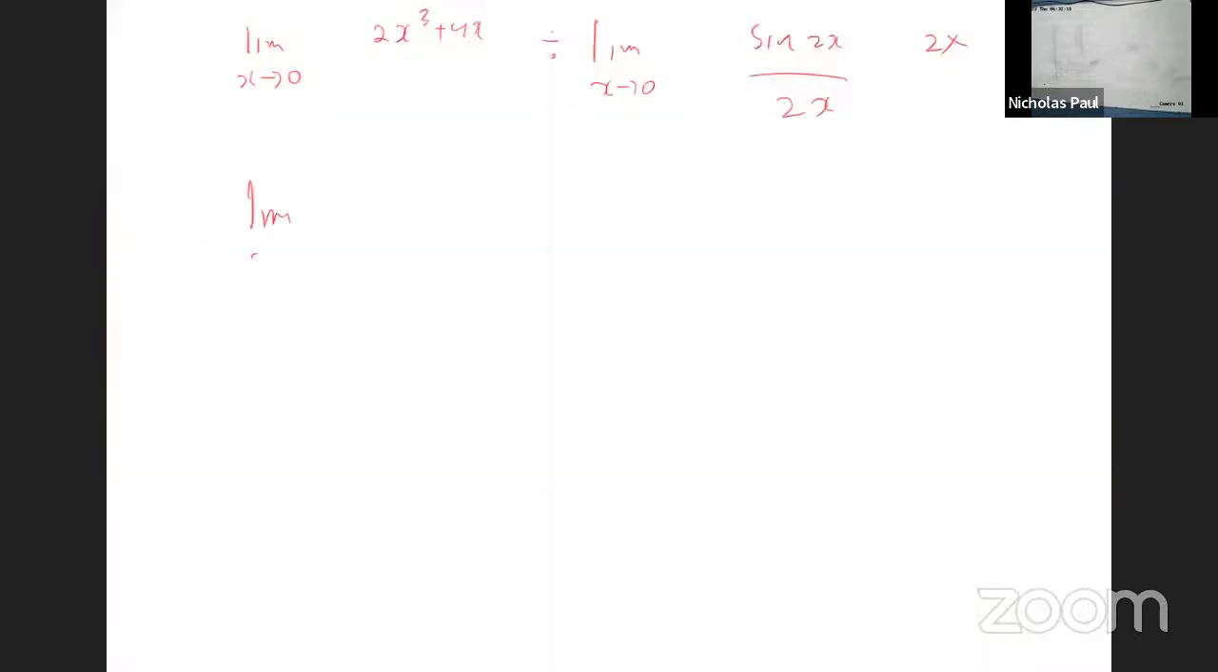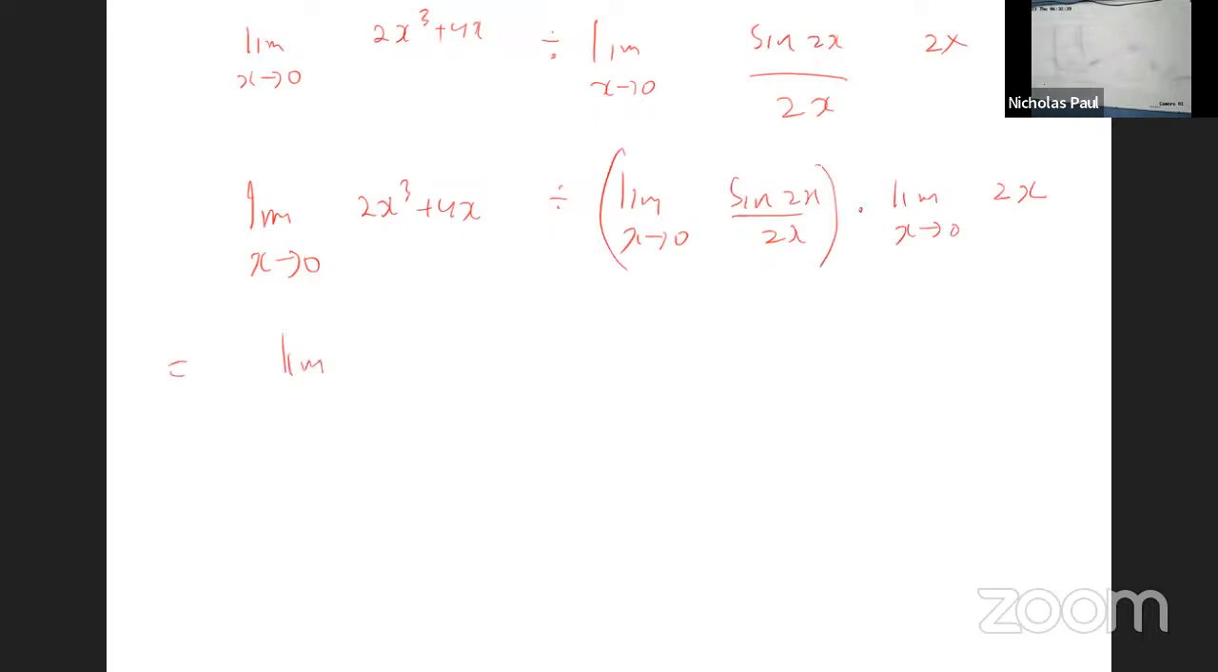That will leave me with the limit as x approaches 0 of 2x cubed plus 4x, divided by the limit as x approaches 0 of sine 2x over 2x, multiplied by the limit as x approaches 0 of 2x. This value here is 1. I could factor out 2x here and I'll get x squared plus 2. And then we divide by the limit as x approaches 0 of 2x.